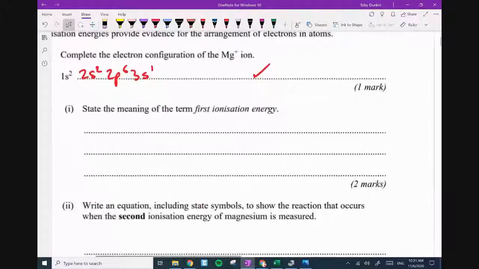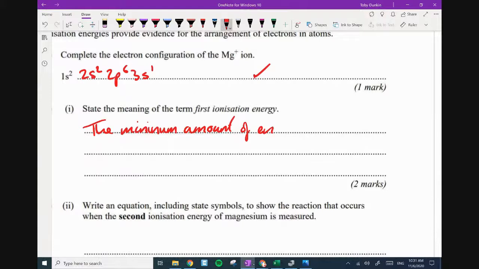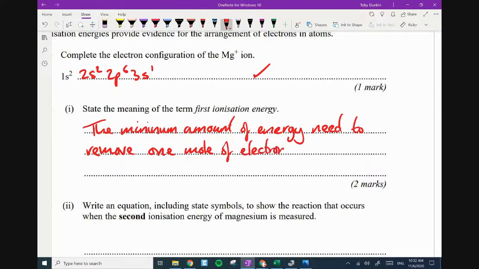Next, state the meaning of the term first ionization energy. The minimum amount of energy, and yes, you need that minimum bit. Yeah, you have to say it because you can't just say the energy to remove, because that would mean anything from the minimum and up, and you must say the word minimum. The minimum amount of energy needed to remove 1 mole of electrons from 1 mole.